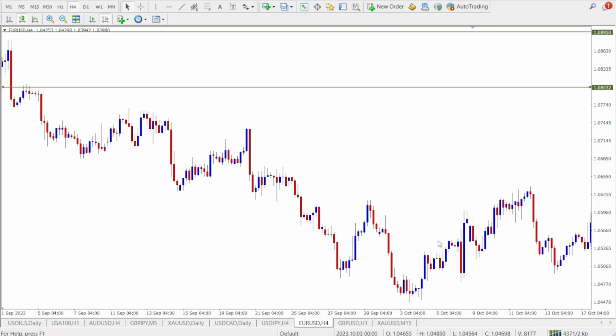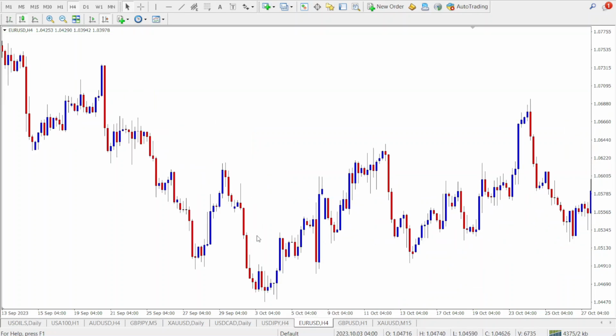Then the doji is the last candlestick pattern we're talking about. It's a candle with a small body. You can see in this example a small body and long wicks on both sides. The wicks are usually longer than the body. It indicates indecision. So let's say price reaches a support level, for example.